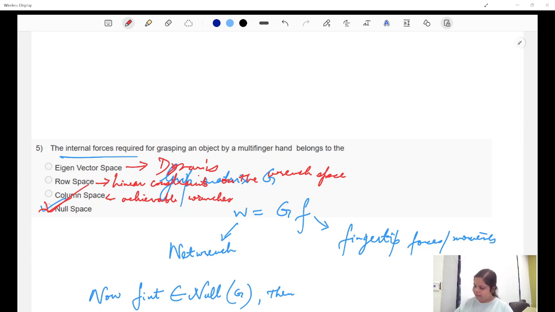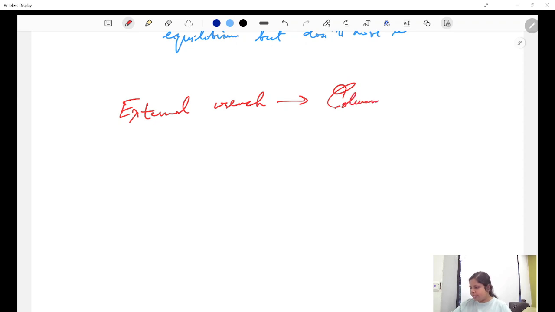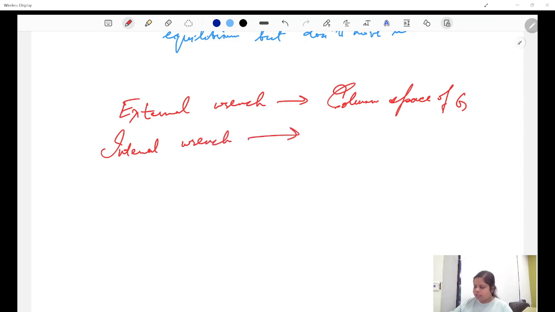So the very important thing that you can take away from here is that the external wrench is spanned by the column space of G, and the internal wrench is spanned by the null space of G. Okay?